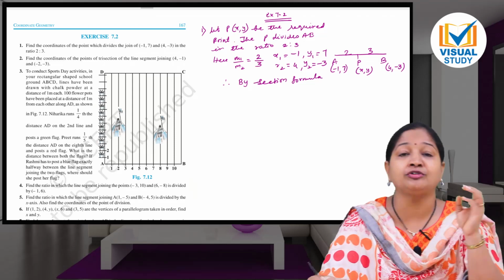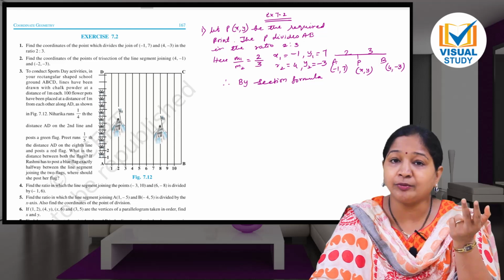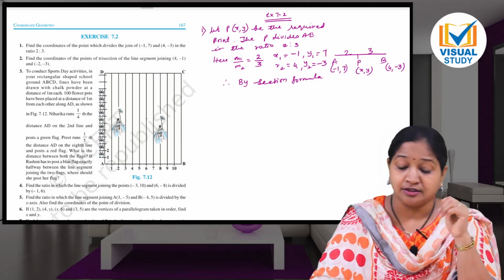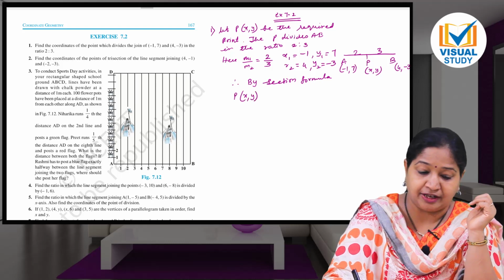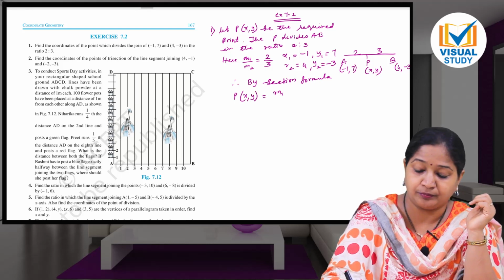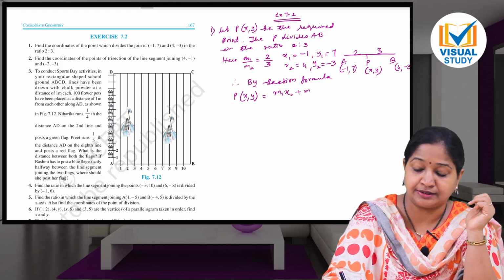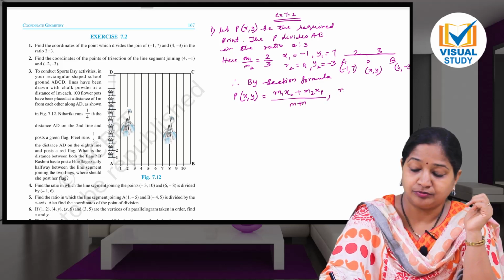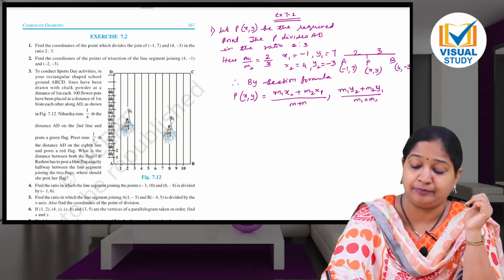In this lesson you have to learn only 3 main points, that is the distance formula, section formula and the area of the triangle. The section formula is, the point P(X, Y) is equal to (M1 X2 plus M2 X1) upon (M1 plus M2), and (M1 Y2 plus M2 Y1) upon (M1 plus M2). Okay.